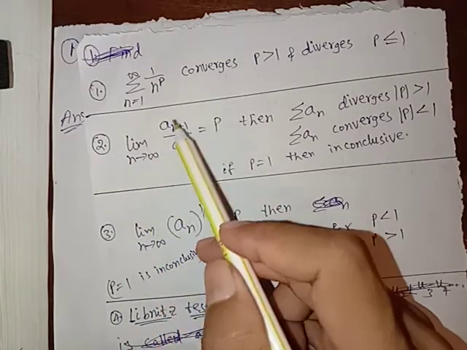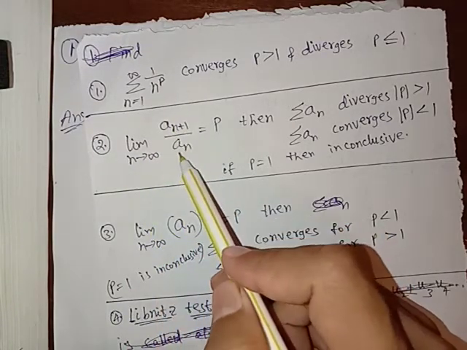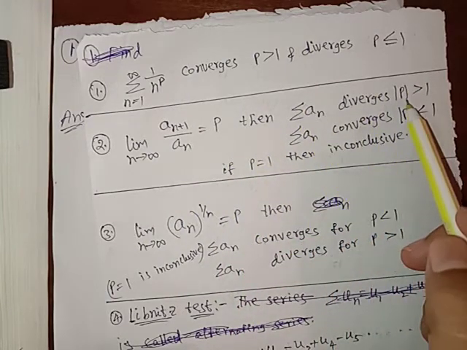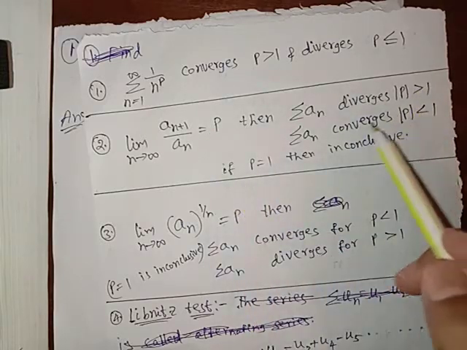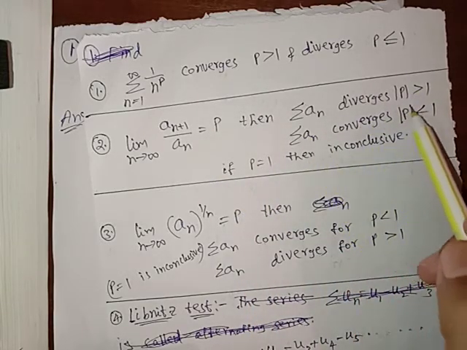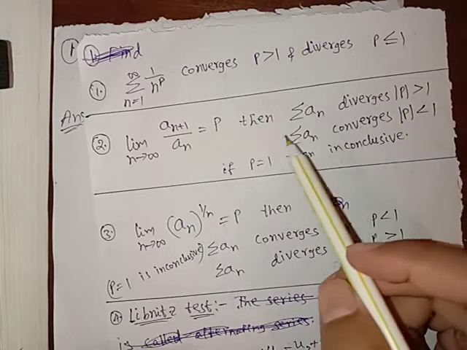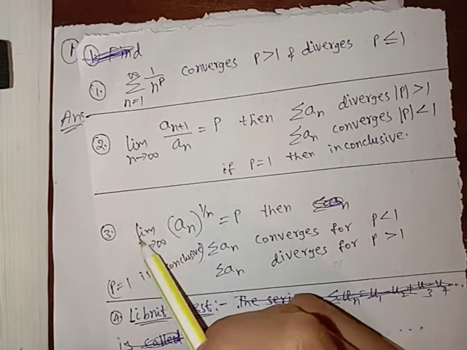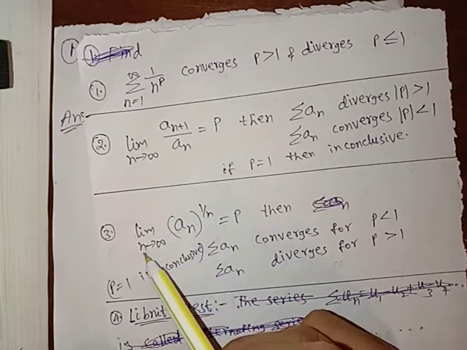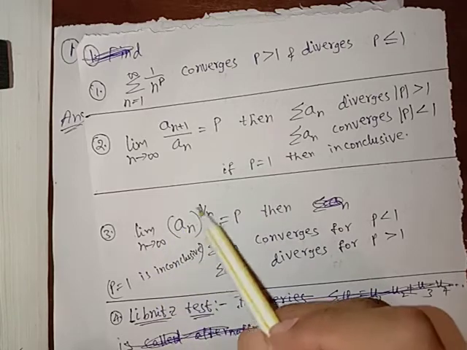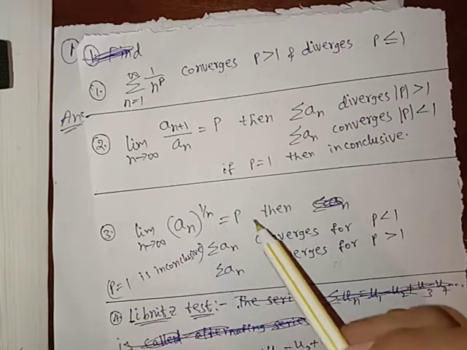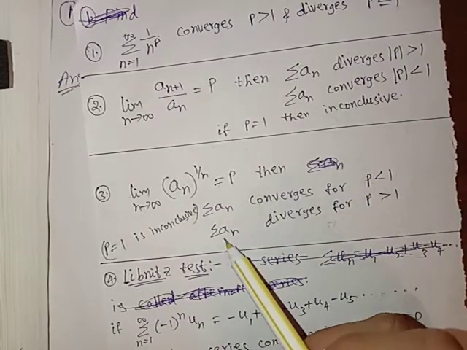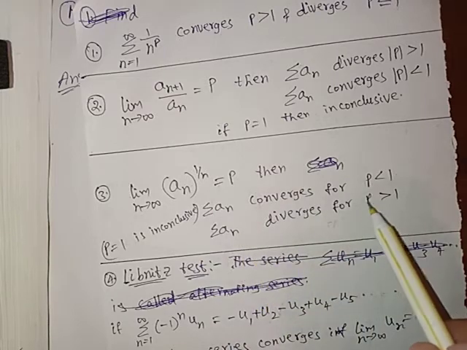As n tends to infinity, if a(n plus 1) divided by a(n) is equal to p, then the series a(n) diverges if |p| is greater than 1. The series a(n) converges if |p| is less than 1, and p equal to 1 is inconclusive. And this is the root test. If the limit as n tends to infinity of a(n) raised to 1 by n is equal to p, then the series a(n) converges for p less than 1, and diverges for p greater than 1.